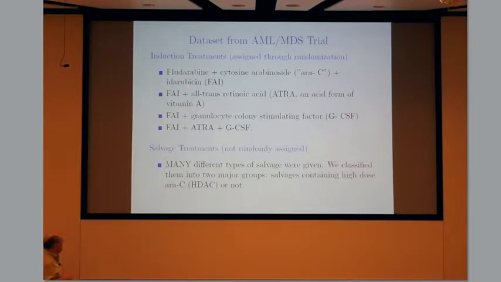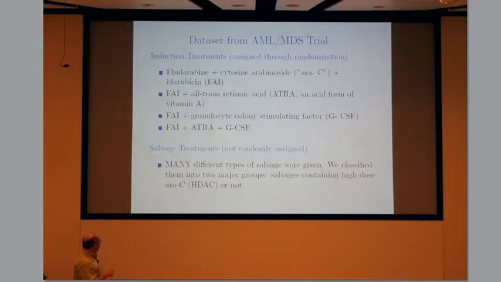So what were the 4 arms? Well, fludarabine with Ara-C. Ara-C is the slang term for cytosine arabinoside. And the acronym for this is FAI. The second arm was FAI plus something called all-trans-retinoic acid. The acronym is ATRA. It's just vitamin A. And I'll get to why we add vitamin A to this chemo combination. The third arm added something called GCSF, or granulocyte colony stimulating factor, to the FAI. This is something that occurs naturally in the body and is added in order to get cells to reproduce. And the last arm gave both the ATRA and the GCSF.